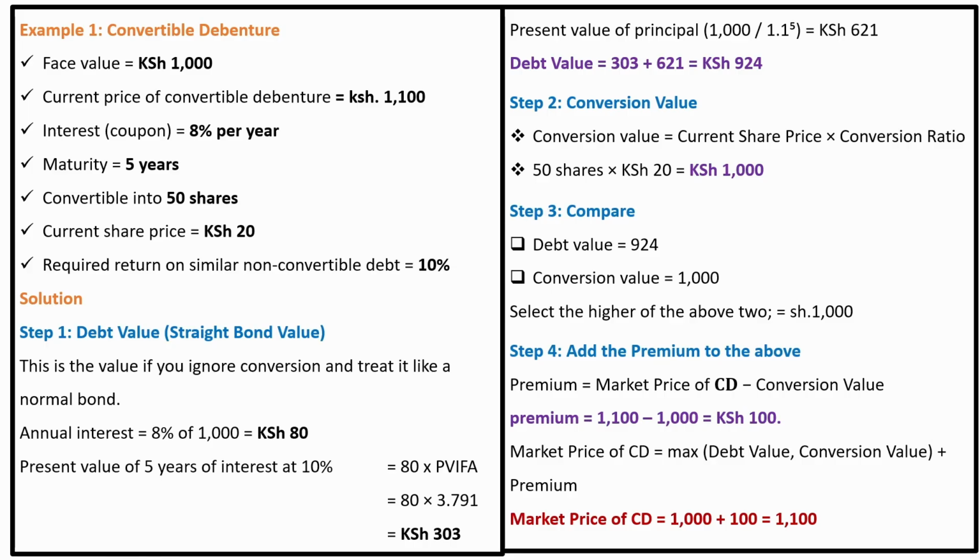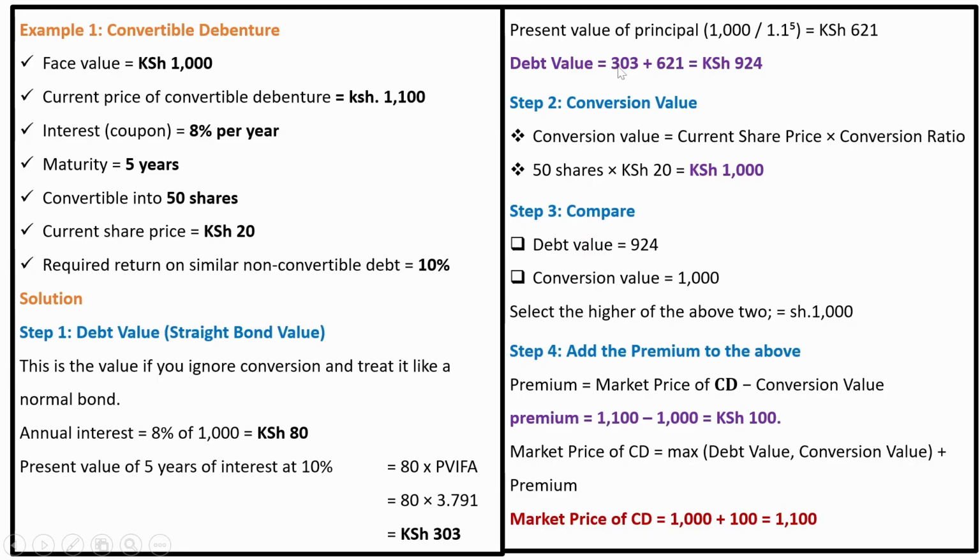So if you are using the table, this time you are not going to use the annuity table. You are going to use the one that does not have an A at the end, the present value interest factor. You check for 5 years and 10%. You multiply by 1000. Alternatively, you can do it without the use of tables. You take 1000, you divide by 1.1 power 5. So that will give you 621.